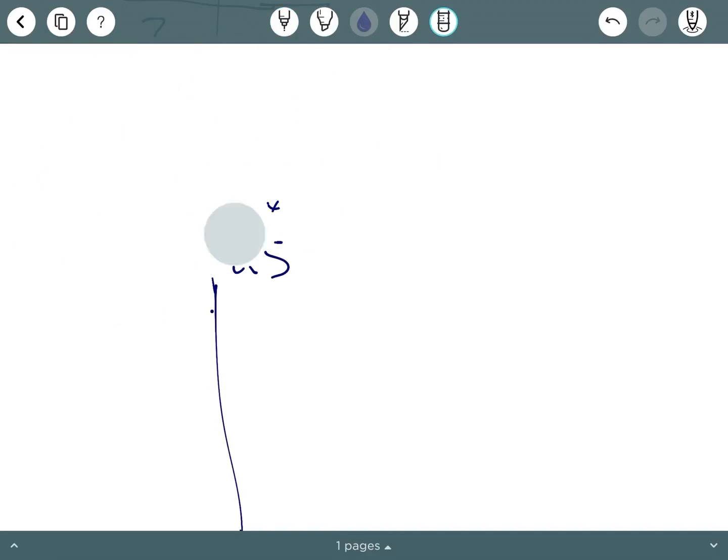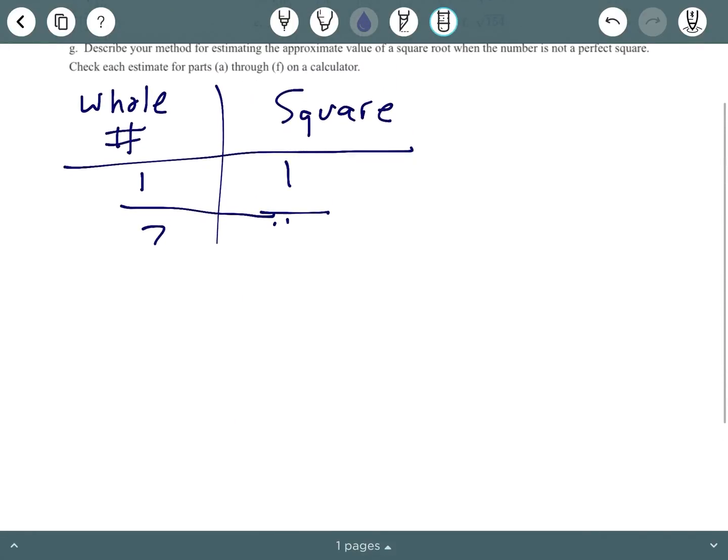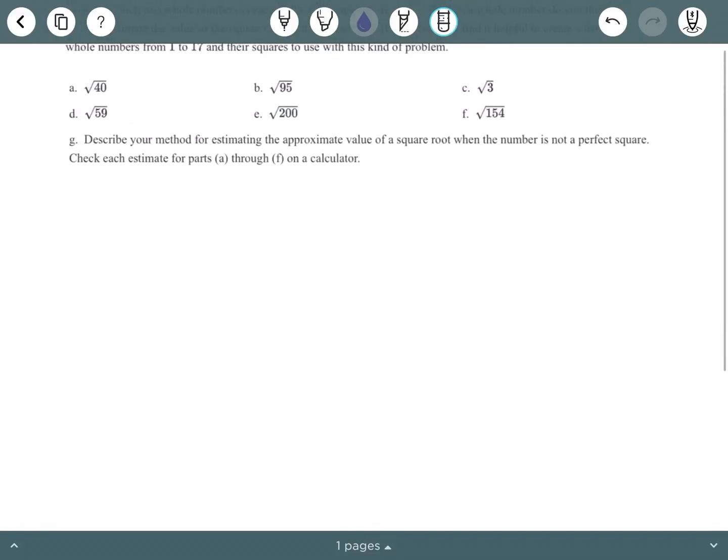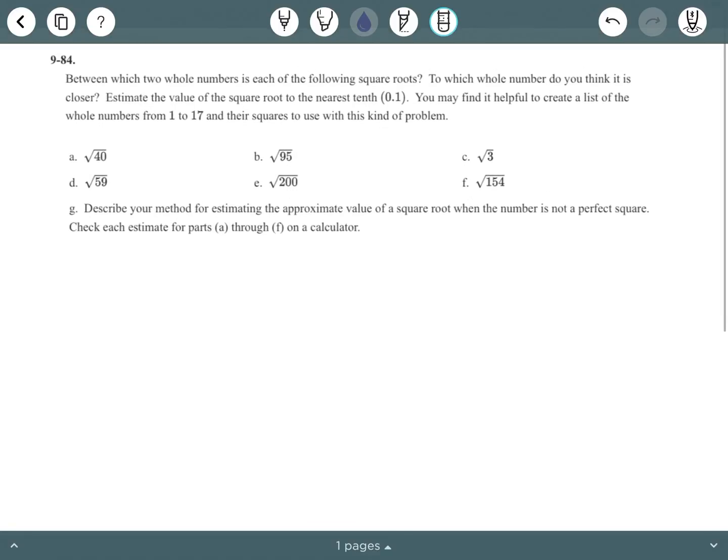And I would suggest writing that out. It won't take very long, and you can use your calculator to help you with that. You should probably know most of them. All right, so what we need to do is figure out between which two whole numbers is each of the following square roots. And we are estimating to the nearest tenth.